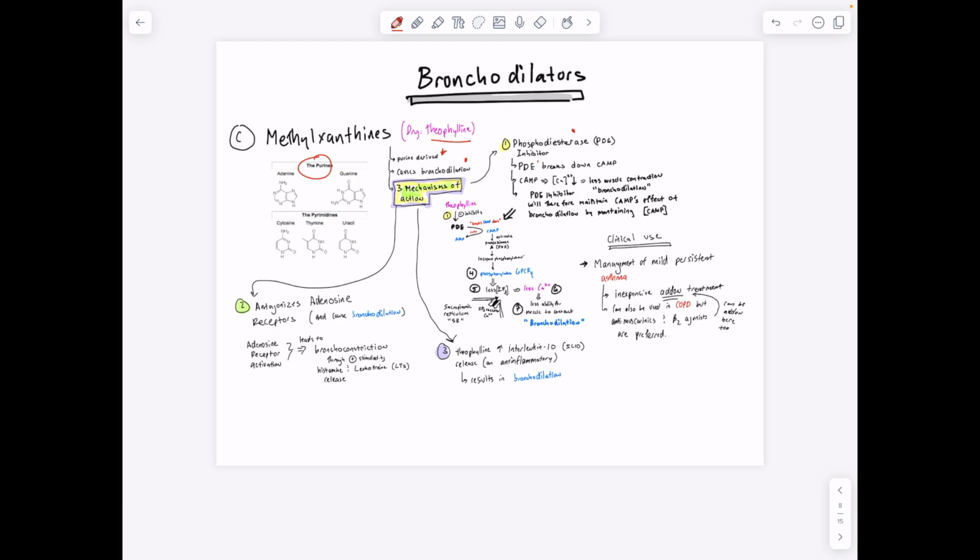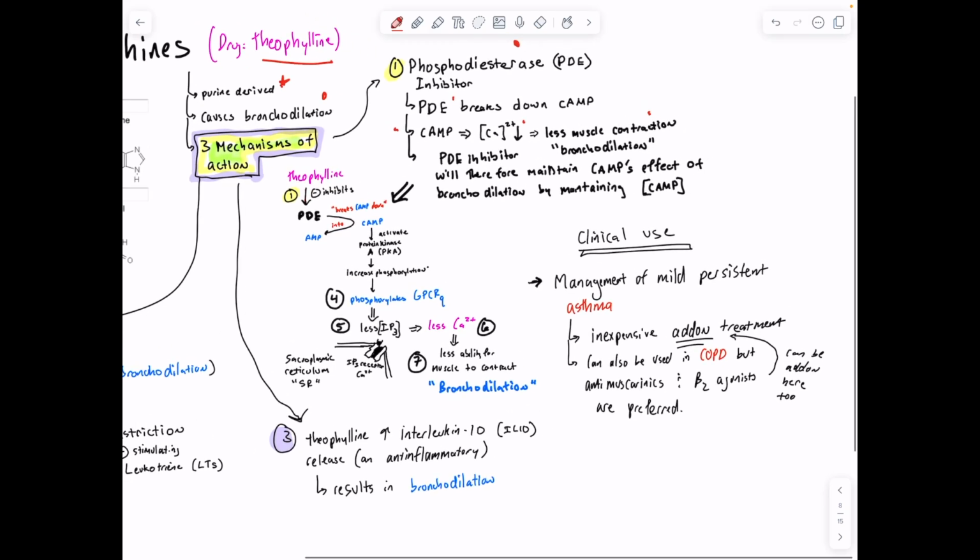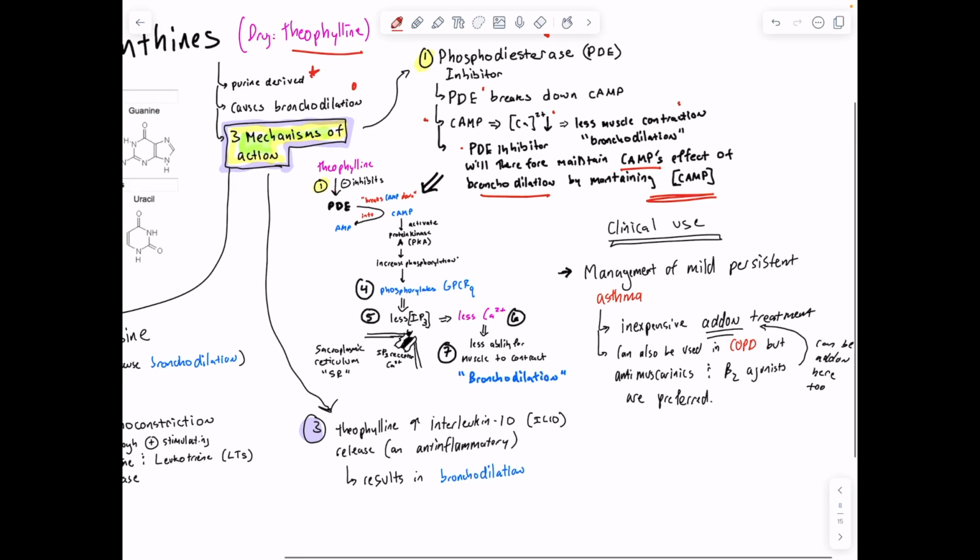As a reminder, we talked about phosphodiesterase when we talked about nitric oxide, and phosphodiesterase breaks down the cAMP that nitric oxide induced in smooth muscles, if you remember from the previous unit. Less cAMP will result in more calcium ion concentration, and therefore more muscle contraction, and therefore bronchoconstriction. So if you have a phosphodiesterase inhibitor, you're going to maintain cAMP's effect of bronchodilation by maintaining cAMP. This is a little confusing.